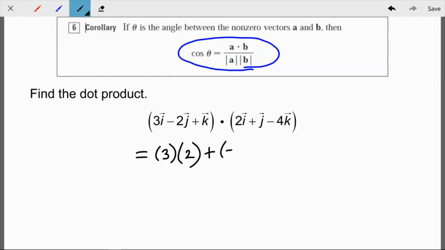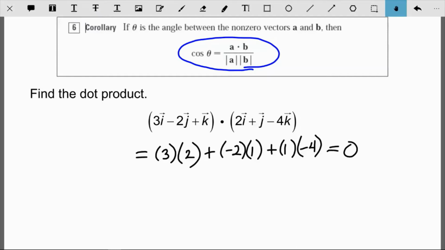For the J components, I have -2 and 1. And for the K components, I have 1 and -4. And if you add that all up, you can see we have 6 minus 2 minus 4. We get a value of 0. And we'll talk about the significance of that in just a second.